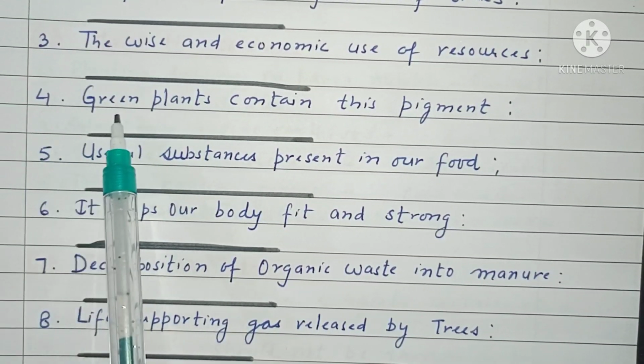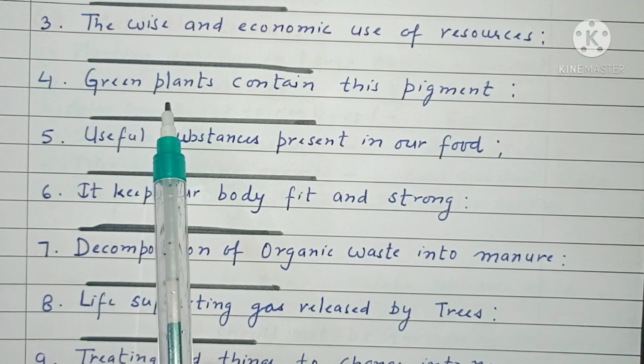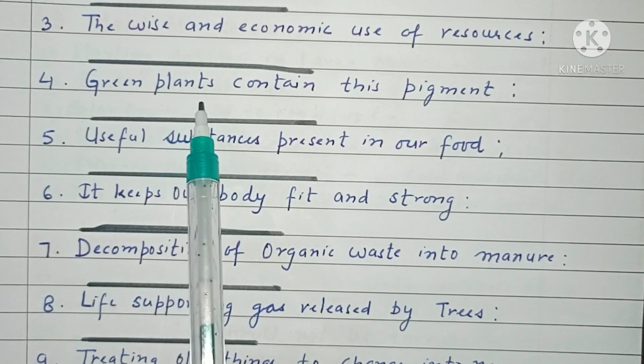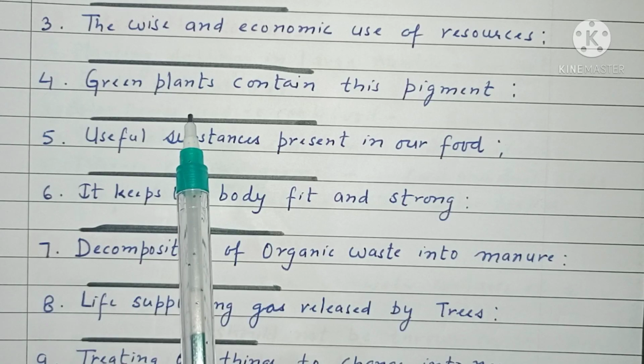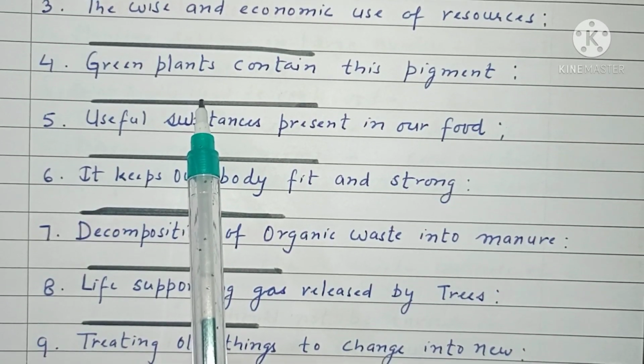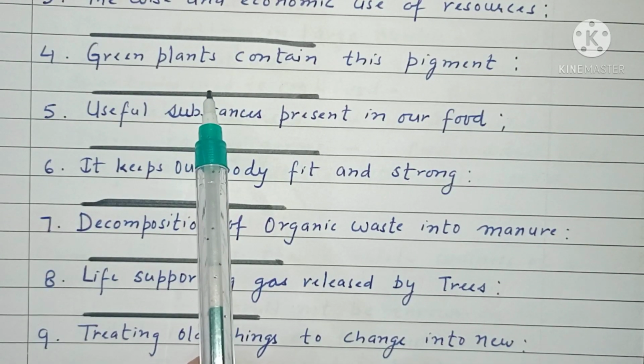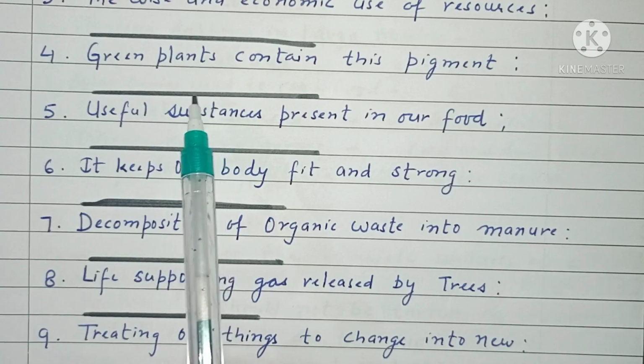Number 4, a very important pigment which is there in green plants, which helps them to trap the sunlight. This pigment is chlorophyll. It is because of chlorophyll that plants are green in color. This is the pigment which helps in trapping the sunlight.